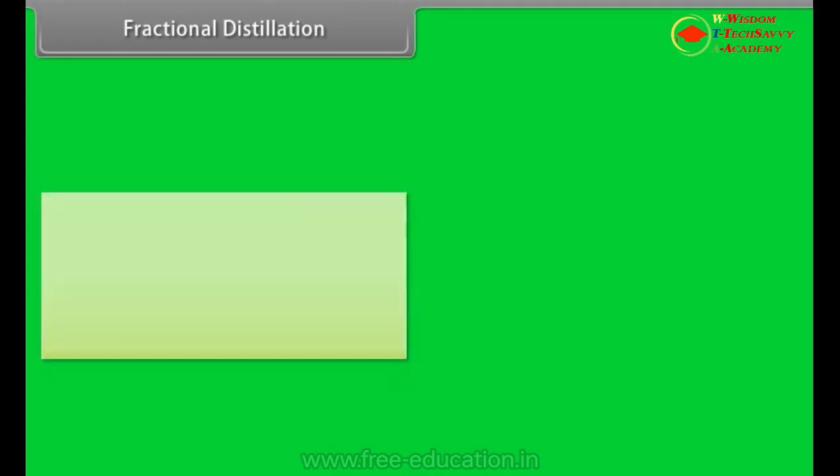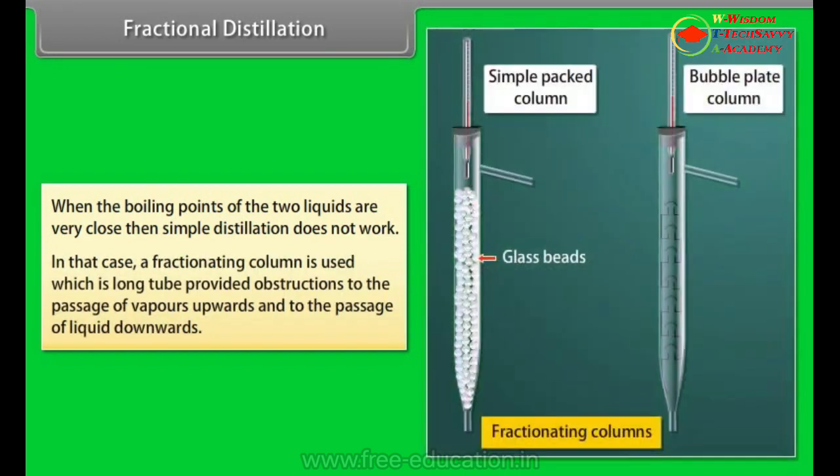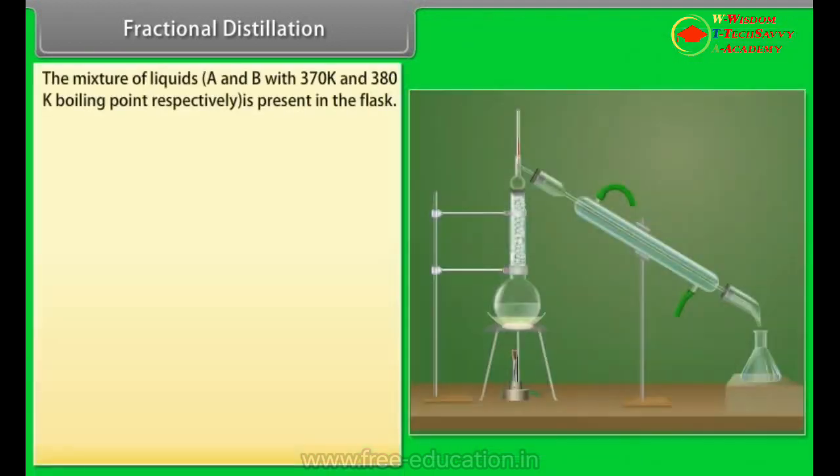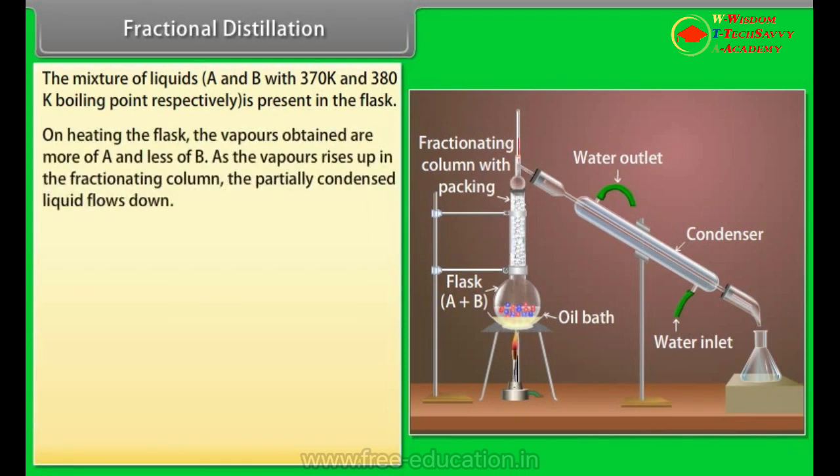Fractional distillation. When the boiling points of two liquids are very close, simple distillation does not work. In that case, a fractionating column is used, which is a long tube that provides obstructions to the passage of the vapors upwards and to the passage of liquid downwards. The mixture of liquids A and B with boiling points 370 Kelvin and 380 Kelvin respectively is present in the flask. On heating the flask, the vapors obtained are richer in A and poorer in B.